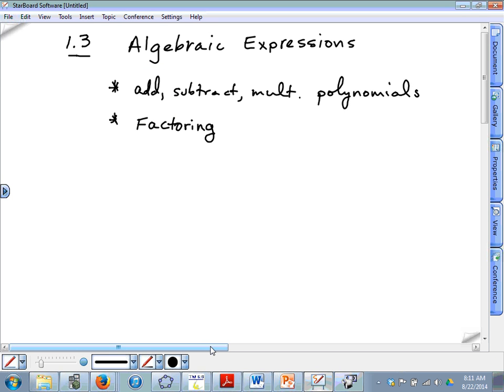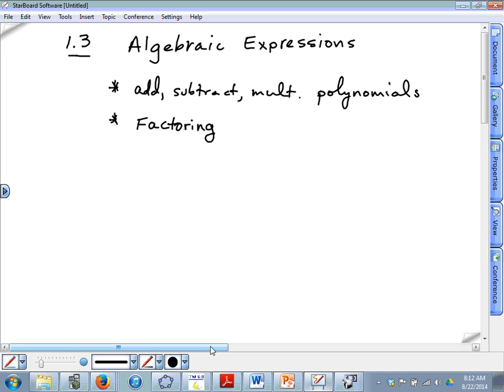Polynomial means poly means many or a lot. You'd be able to recognize it if I wrote a polynomial on the board. Okay? It really just means an expression with many terms, pretty much. Now, it is a little more to it than that.